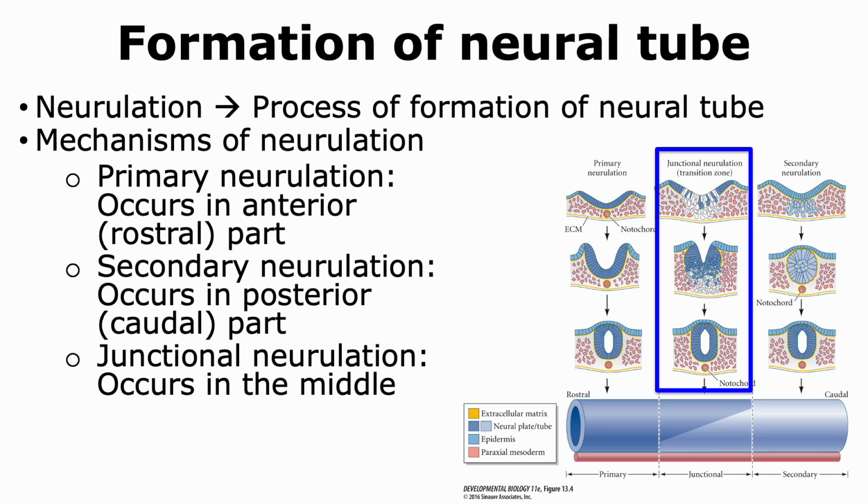The third mechanism is called junctional neurulation, and junctional neurulation occurs at the boundaries of primary and secondary neurulation, so it is usually observed somewhere in the middle of the neural tube.